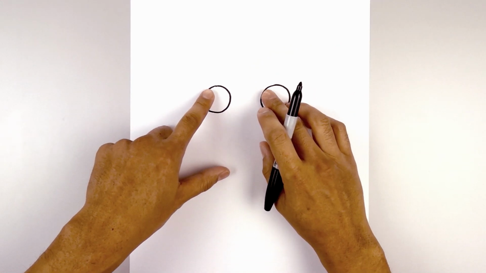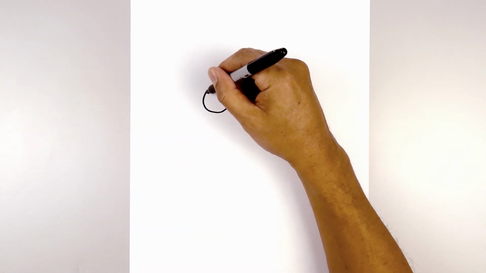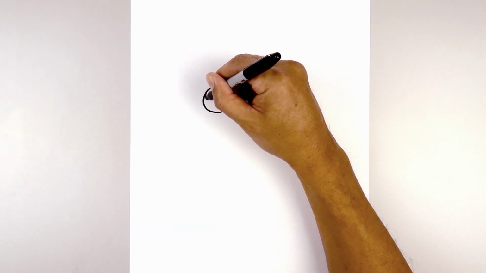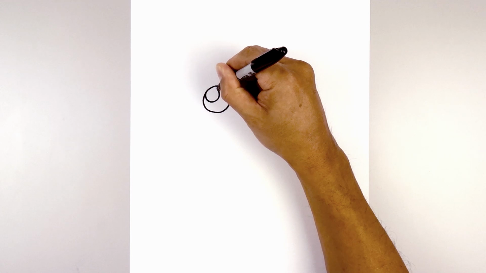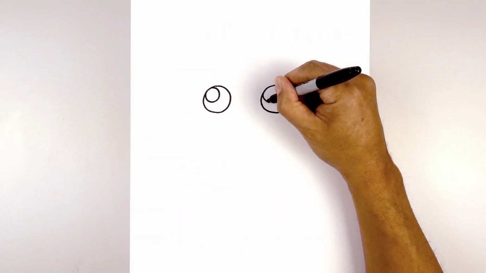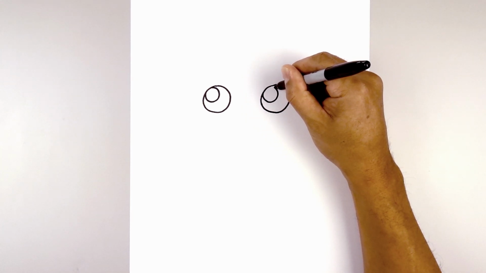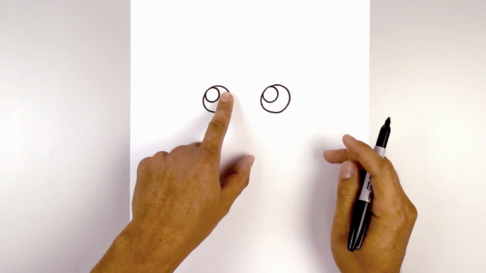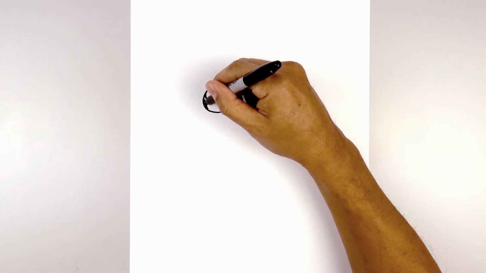Now let's add a small circle on the top left side for a highlight. So up against the edge of the eye, go around and then back out. We'll line this up on the right and do the same thing. Now let's go in and fill the outside of the eye in black.